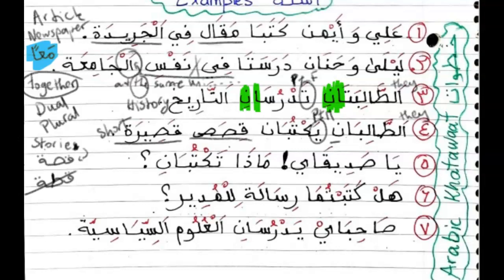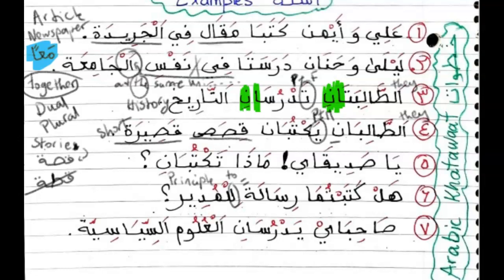Sixth. هل كتبتما؟ Did you write? هل كتبتما رسالة؟ And we can say رسالة. هل كتبتما رسالة للمدير؟ للمدير. لـ is to or for. To the مدير is principal. هل كتبتما رسالة للمدير؟ Did you write a letter to the principal?